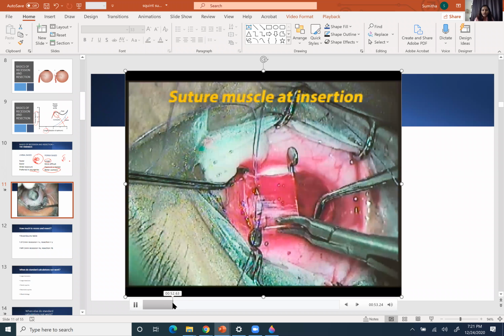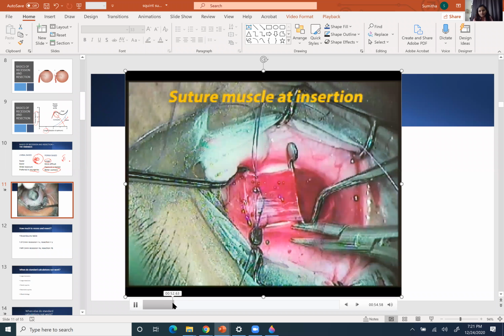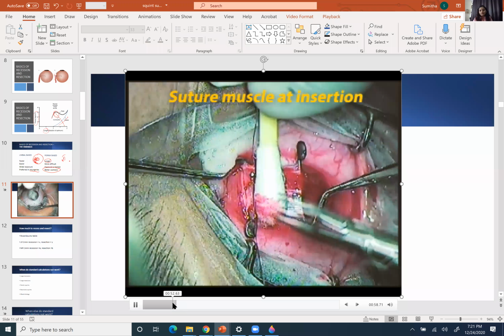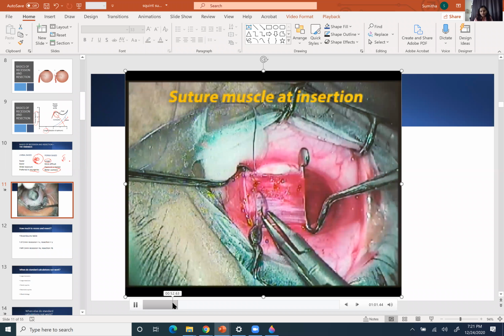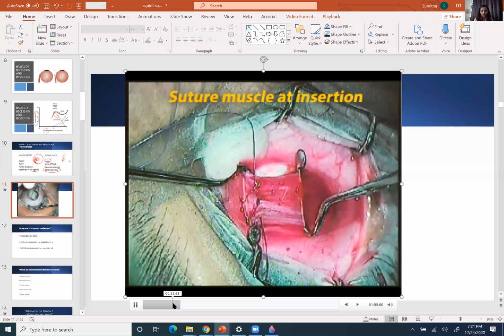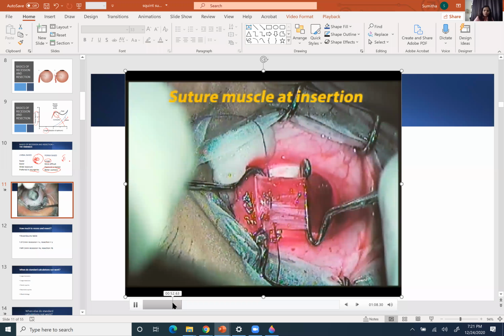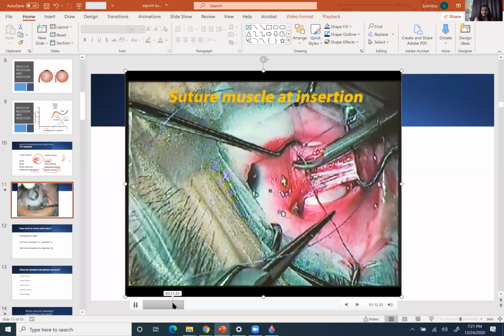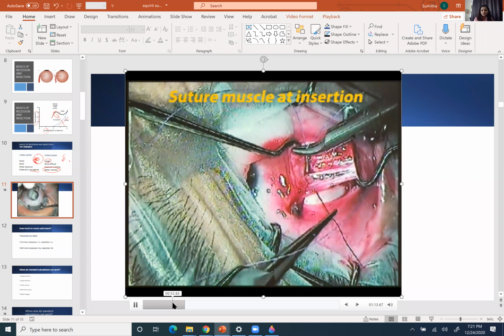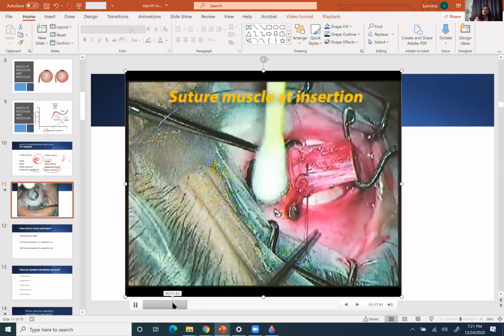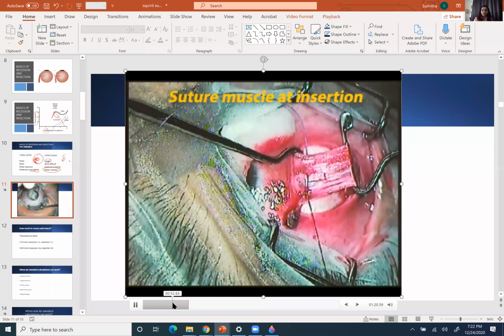Next you secure the muscle at the insertion. You can secure the muscle using a double arm suture, that is, needles on both sides. Here I'm using a double arm suture. You pass a suture like that, and most such sutures involve a partial thickness on either side and a full thickness suture.